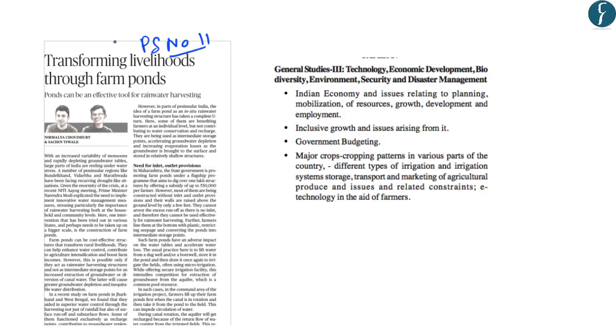Now, this article on page number 11 talks about the utility of farm ponds in transforming rural livelihoods. Now, this will form a part of General Studies Paper 3 under the topic different types of irrigation and irrigation system storage. Now, the importance of farm ponds has been highlighted in the background of depleting groundwater resources in various parts of India. And also, these farm ponds are relevant for drought-affected areas like Bundelkhand, Vidarbha, and Marathwada. And further, time and again, the Prime Minister of India as well as the Niti Aayog have highlighted the need for adopting innovative water management measures.